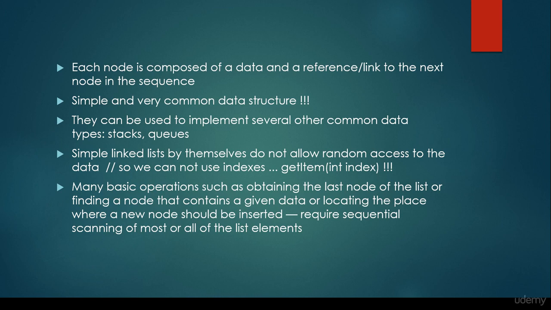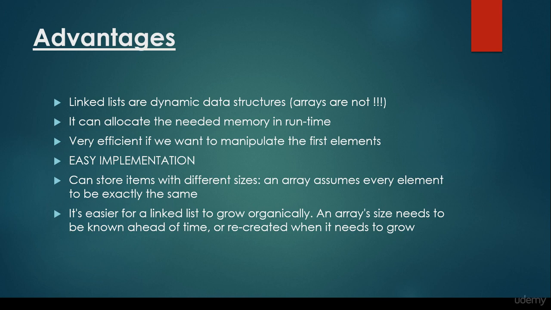And many basic operations, such as obtaining the last node of the list, or finding a node that contains a given data, or locating the place where a new node should be inserted, require sequential scanning of most or all of the list elements. So basically, we have to iterate through and visit all the nodes in the linked lists in order to find an item, for example, or remove an item, or something like this. Of course, if we are manipulating the first item of the linked list, unlike arrays, it's going to be very fast. So what are the advantages for linked lists?